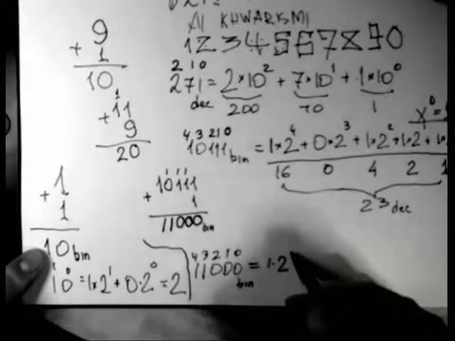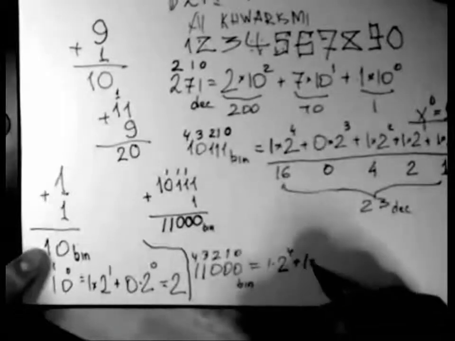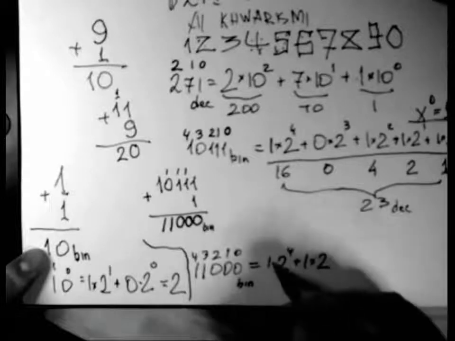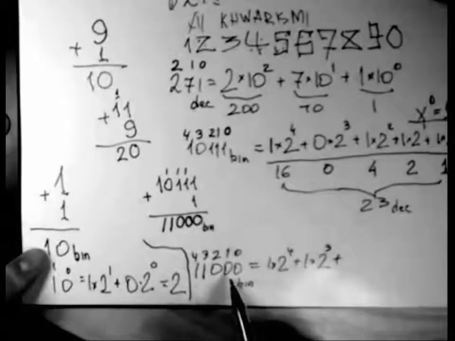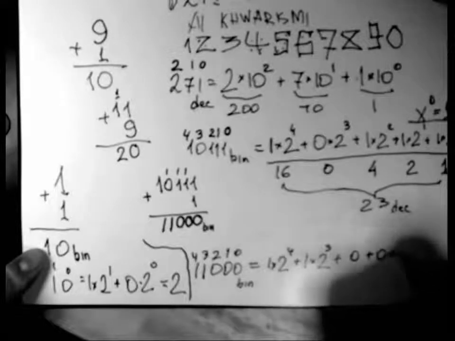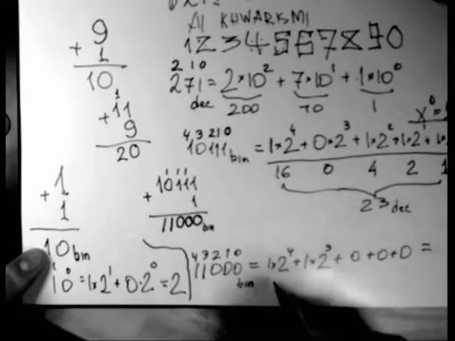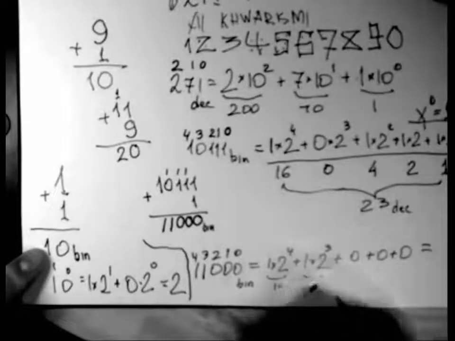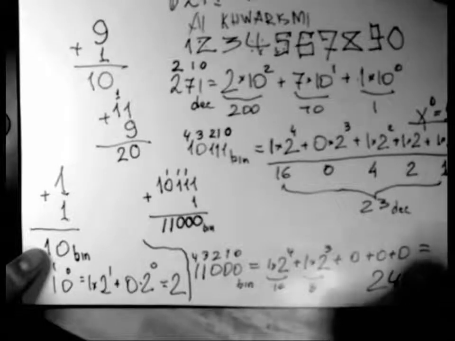1 multiplied by 2 to the power of 4, plus 1 multiplied by 2 to the power of 3, plus the other 3 zeros: 0 plus 0 plus 0, because these are zeros. How much will it be? This is 16, this is 8, and we have 24 in decimal.